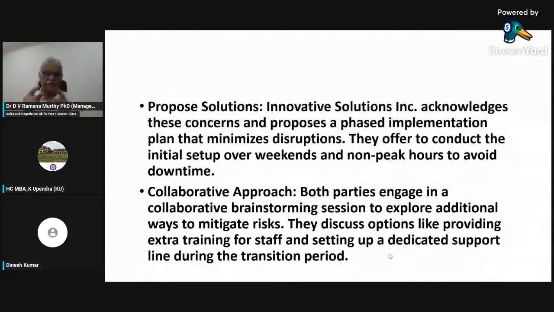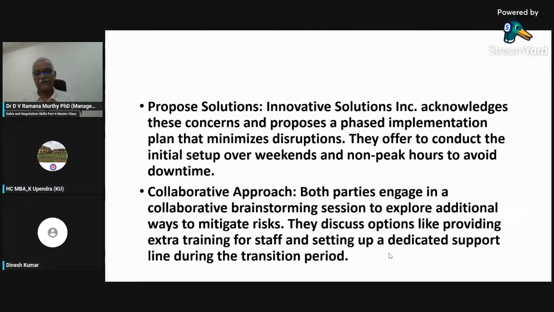Problem solving is suggesting a proposal in very clear terms. Sir, we are not going to disturb your processes by coming on and off frequently. We'll come and set up over weekends and non-peak hours, so that your business is not disturbed very much, and to avoid downtime. So you just consider our proposal like this.